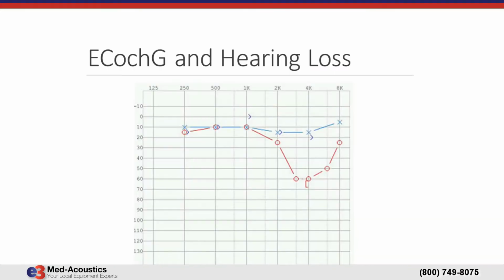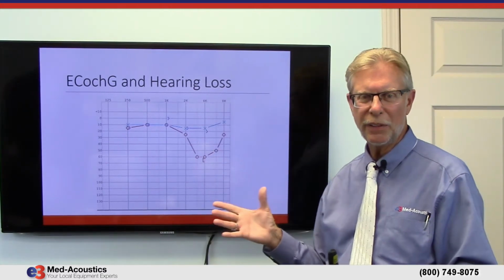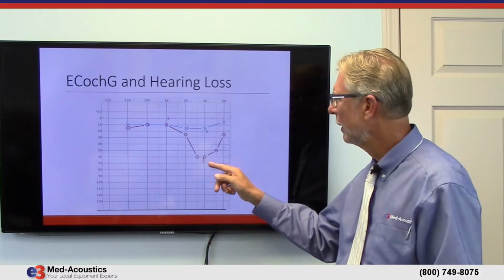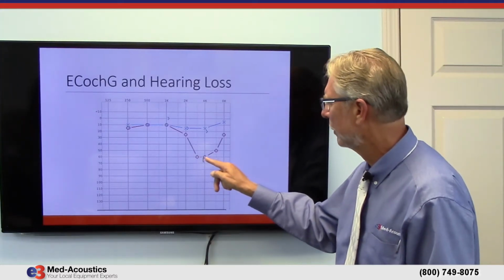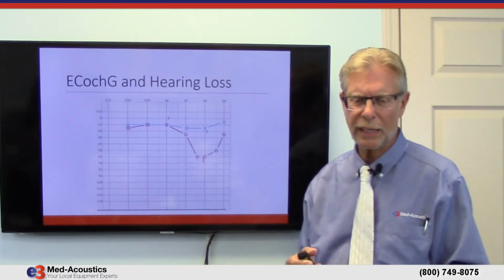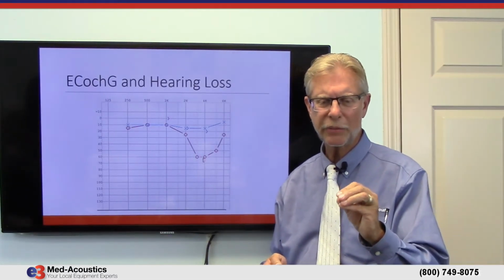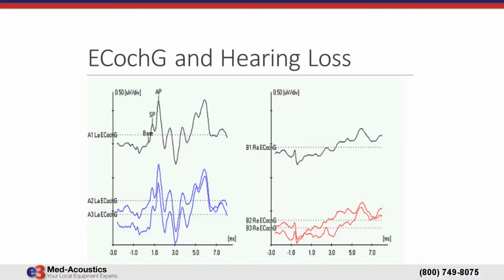In this particular case, the patient has normal hearing in the left ear, but in the right ear they have a good degree of sensorineural high-frequency hearing loss. Notice that the threshold at 2,000 is okay. It's 25, but then it's 60 dB at 3,000 and 4,000. Well, that's going to affect our test results. And so here's what we got on that patient.